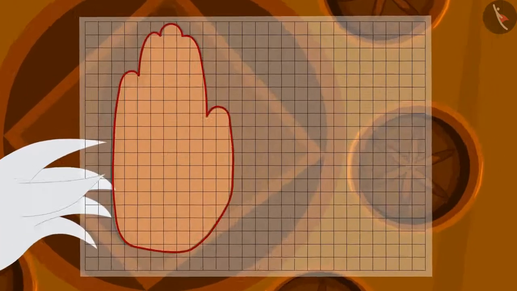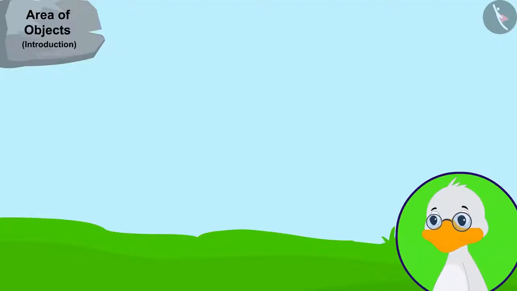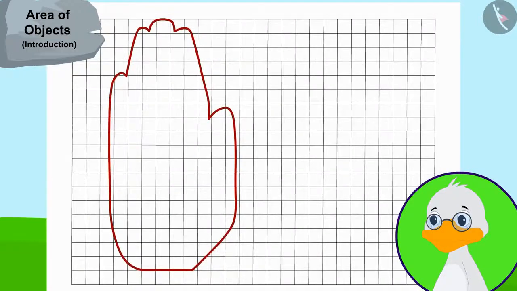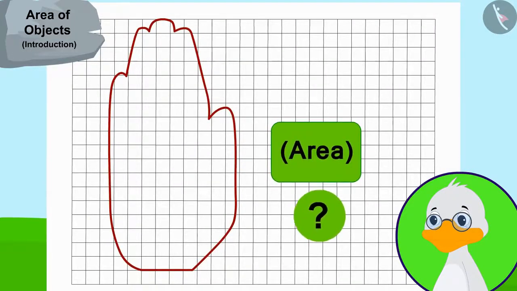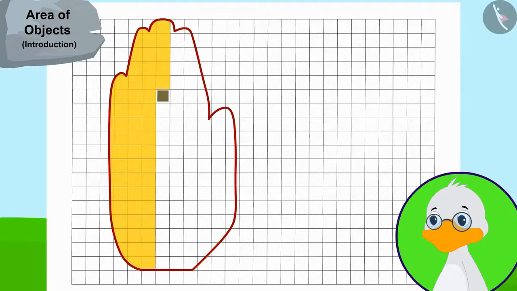This paper has similar squares of 1 square centimeter each. Uncle then counted the number of squares covered by the hand impression to find the area of the hand impression. It took a long time for Uncle to do this process.